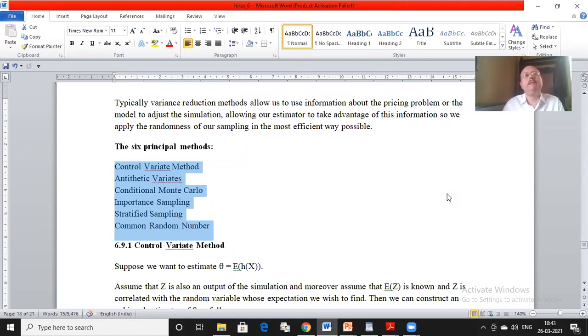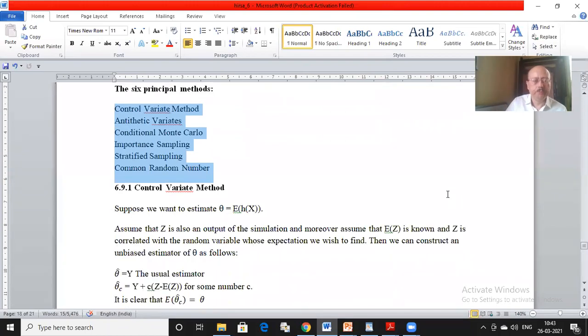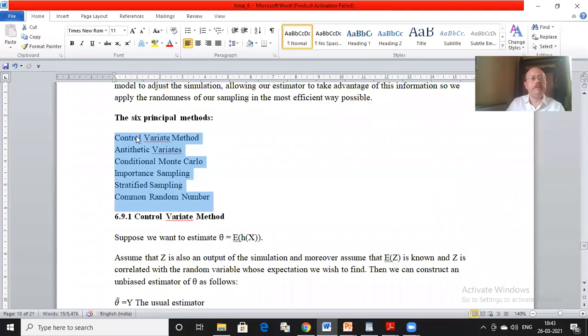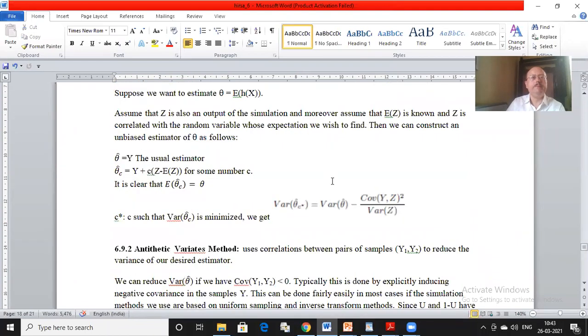Of course, we are going to discuss them in a very informal way, because I don't want to get into too much of the statistical methodological details. Our focus here would be on getting the basic concept and how to apply it in our present context of financial contract pricing. So let us start with the control variate method, the first candidate here.